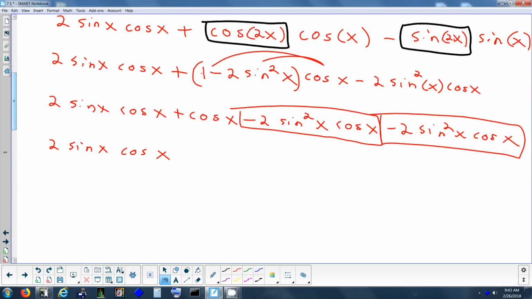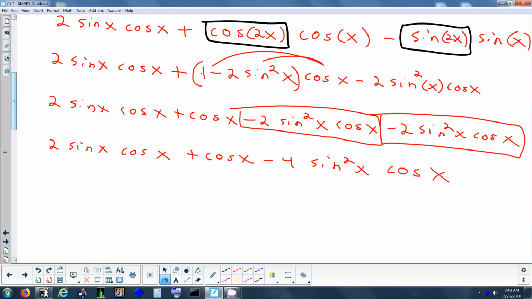Now the book does a lot of things all at once in this step. I'm going to do one thing at a time because if you look back at it and I skip 3 steps, it's going to be kind of like, what did he do? So I'm trying to make it so if you do look back at it, you can see each step. Minus 4, sine squared, cosine.